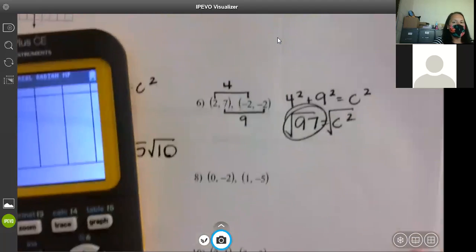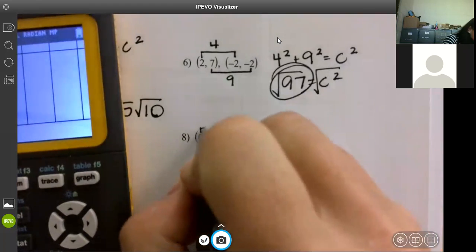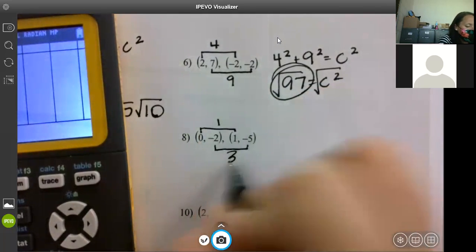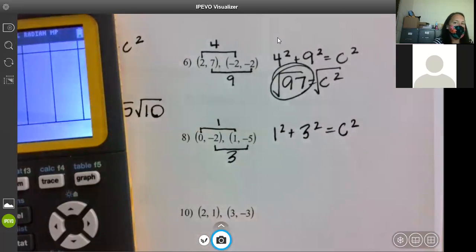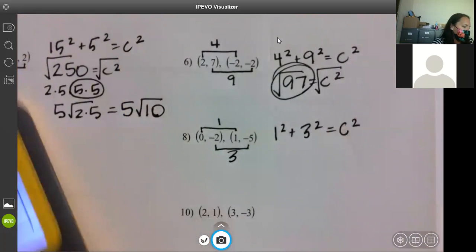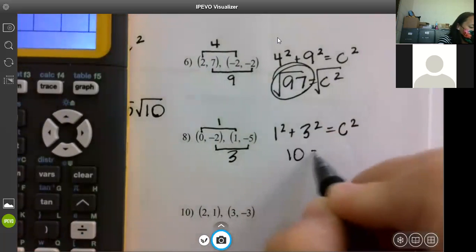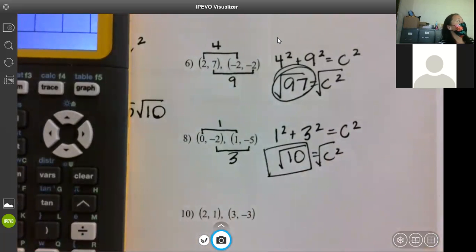All right, look at number 8. 0 to 1, 1 unit. -2 to -5. Perfect. So I do 1 squared plus 3 squared equals c squared. What is 1 squared plus 3 squared? We've already done this one. 10. And we found out that 10 would not break down, so that's your answer. Do I need to do any more of these? Is everybody okay in the classroom? Zoomers, you guys okay? I'm going to move on to goal 2.